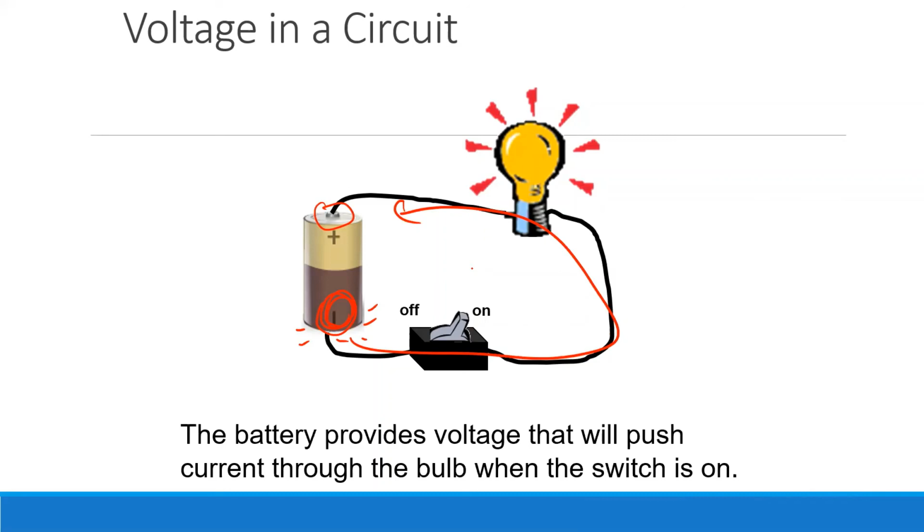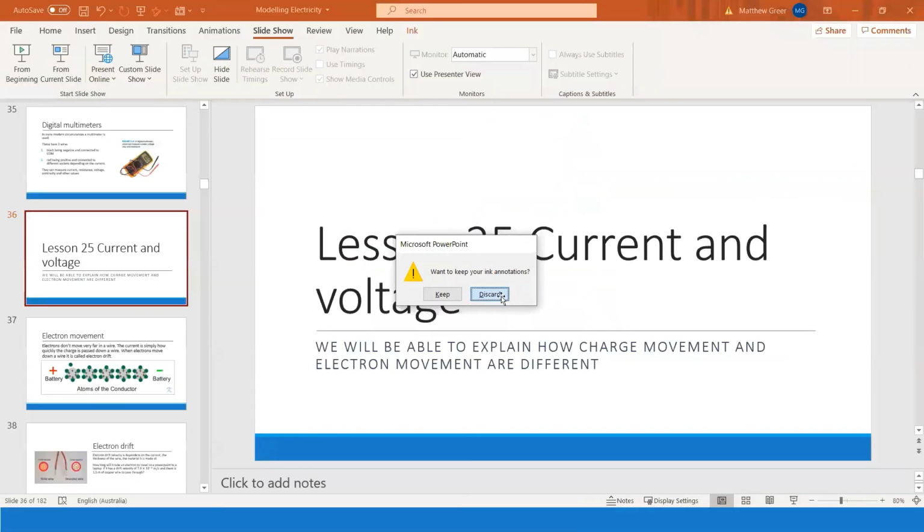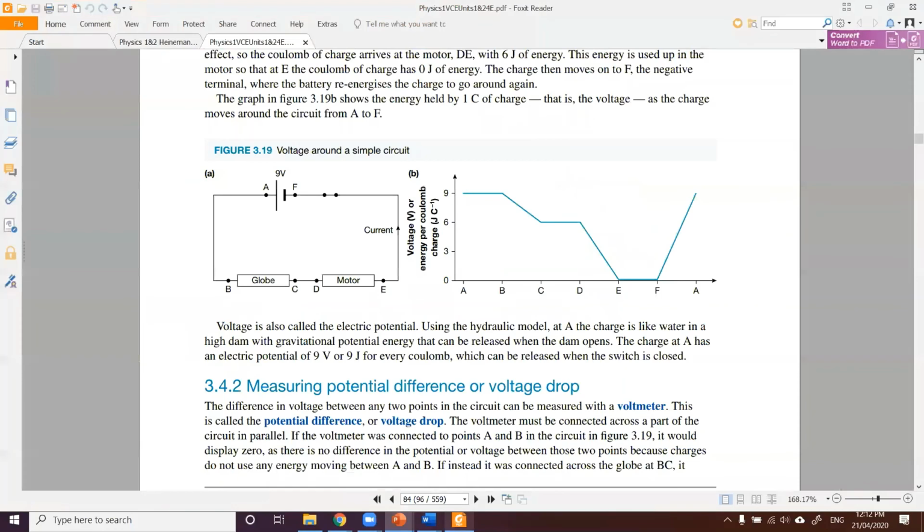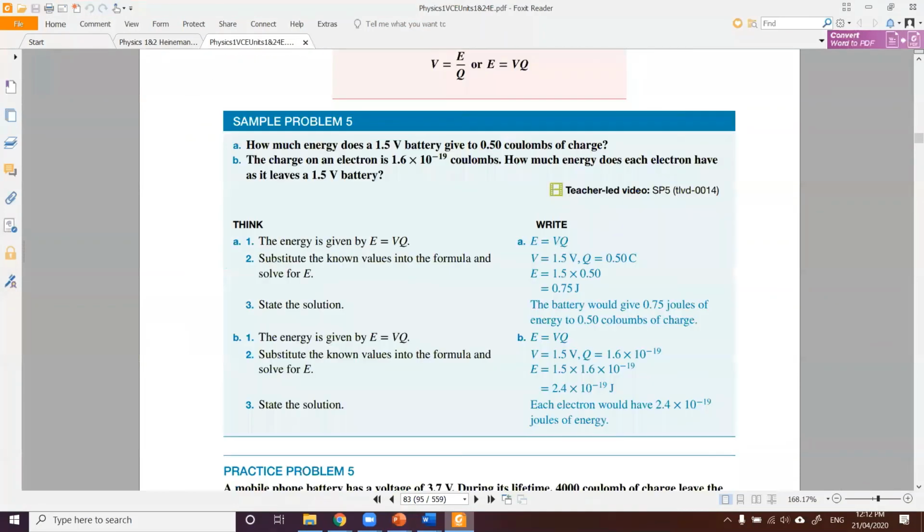What we're going to do now is I'm going to admit that I'm not very smart and jump over to the textbook here and actually look at this example so that we can see why Mr. Greer failed miserably. It's a very similar question. They did the same thing and figured out for their one, it was 0.75 joules. Then they want to know, if the charge of an electron is 1.6 times 10 to the negative 19, how much energy does the electron have as it leaves the 1.5 volt battery?